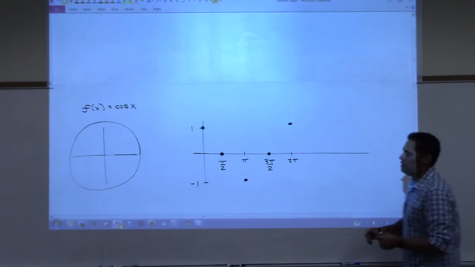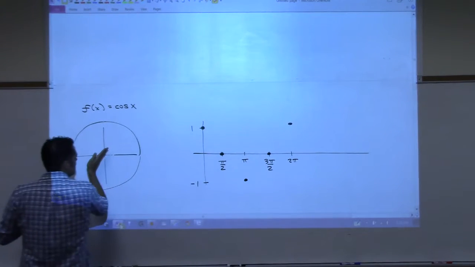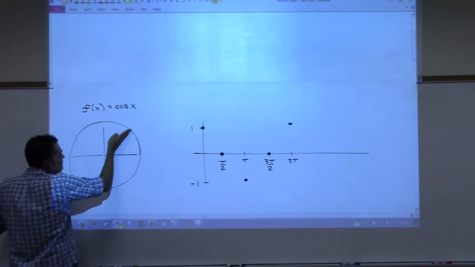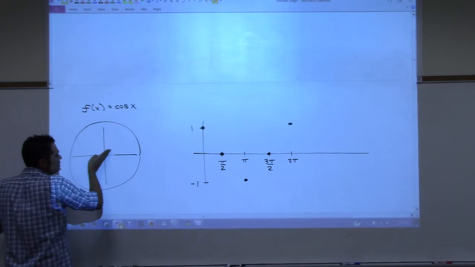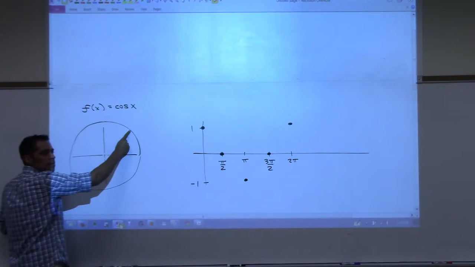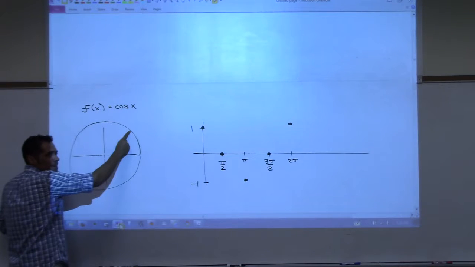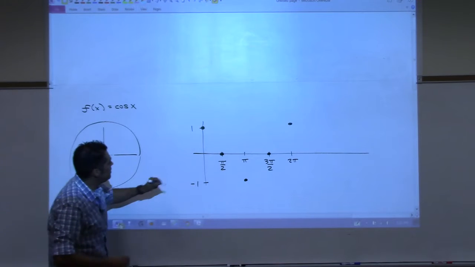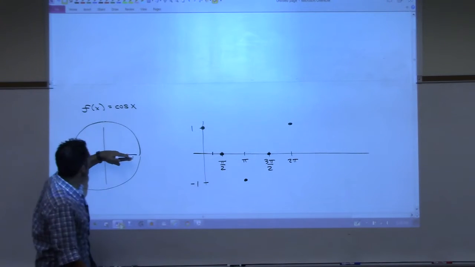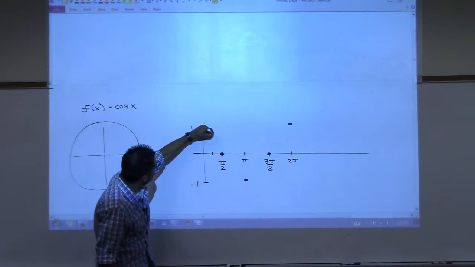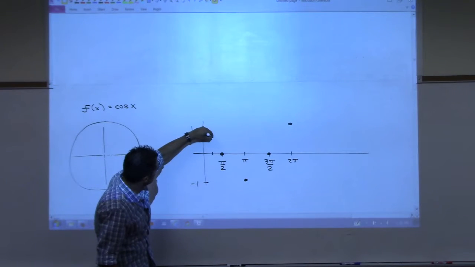And now we could go and try this one. We won't go all the way around, but if we did the pi over 4 right here, what would the x-coordinate be at pi over 4? What's the x-coordinate here? Root 2 over 2, which is about 0.707. So that means halfway between 0 and pi over 2, which is pi over 4, right there, halfway, I should be up 0.7. Like that.